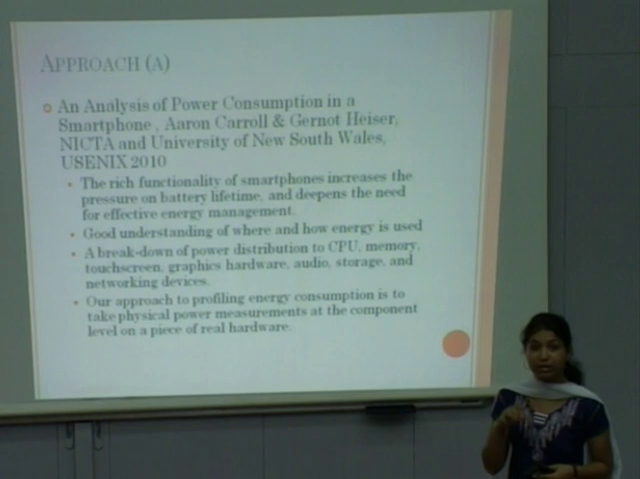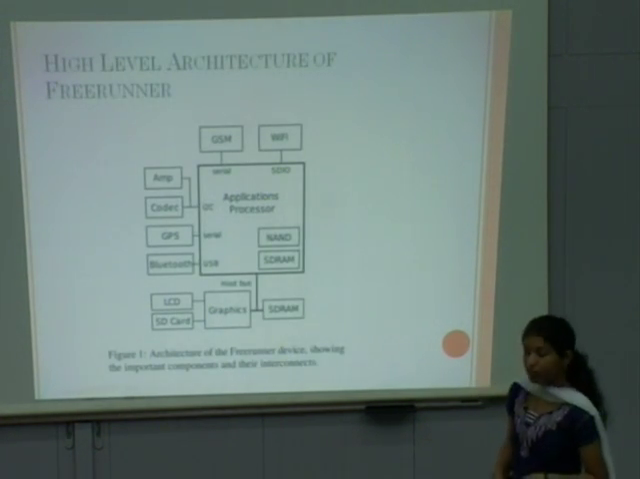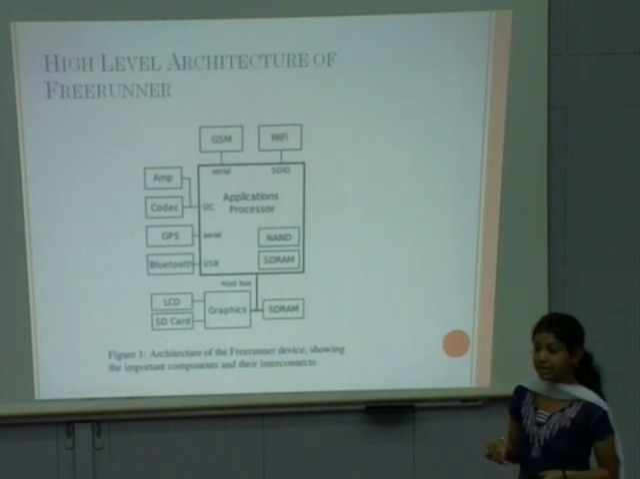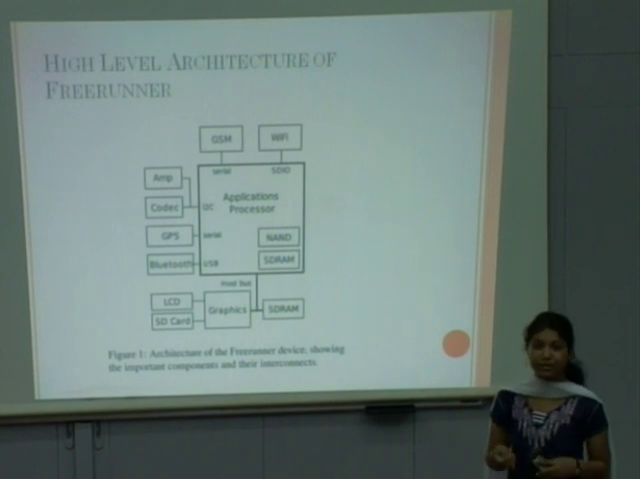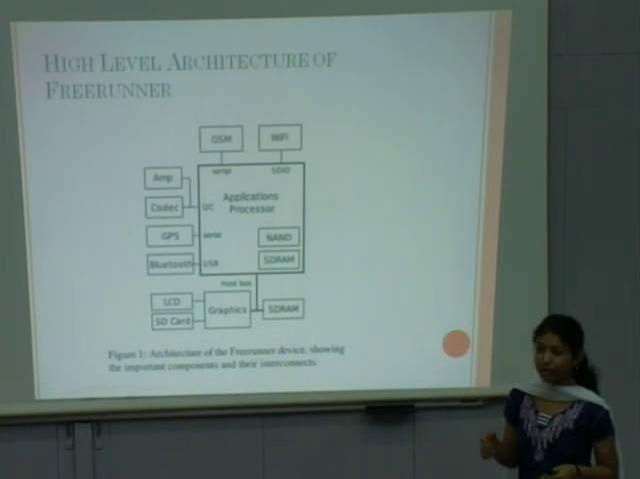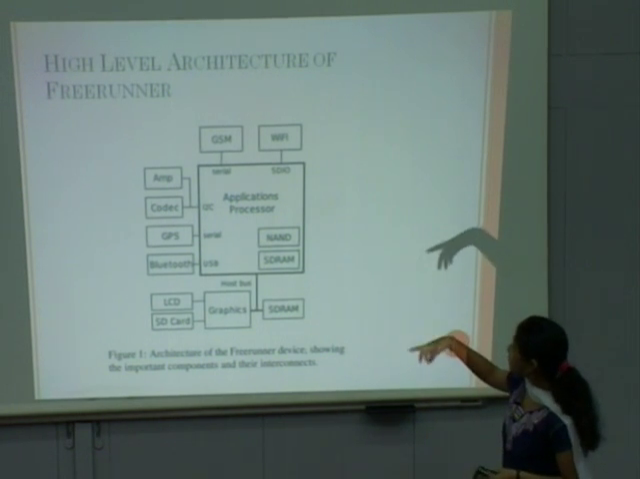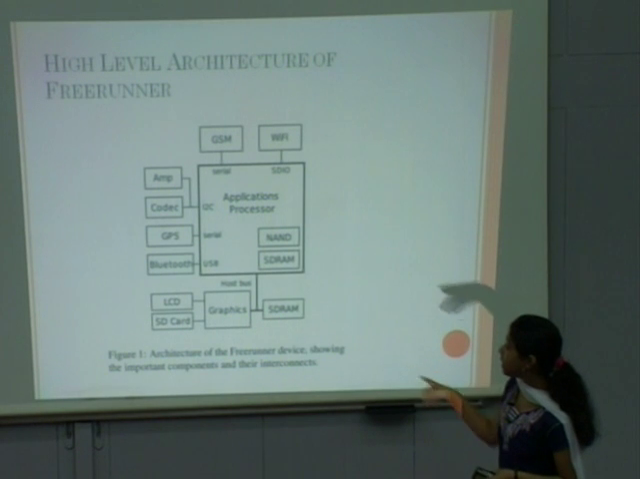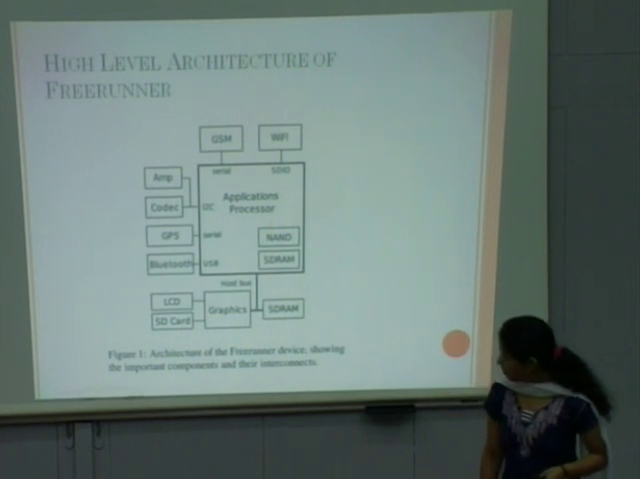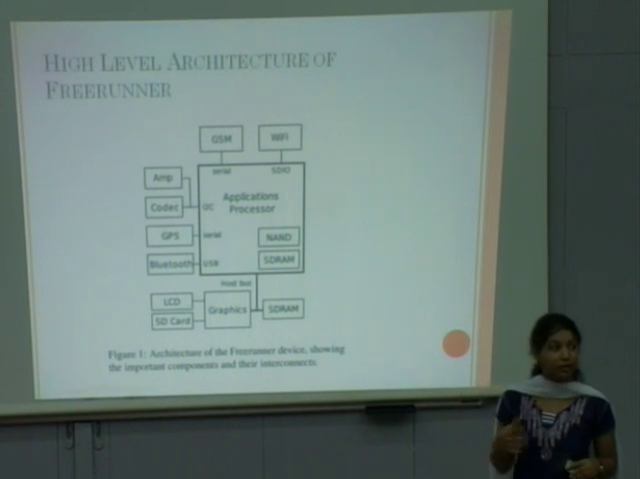So they take physical measurements of the power at each hardware component. For this testing, the device they used was the FreeRunner device. This is a very old device and it was totally reconfigurable, so they used this device. As you can see, there is an application processor and it has various components like the GSM module, Wi-Fi, GPS, Bluetooth, SD card, graphics, etc. Whenever you're running any application, each of the devices is consuming some energy.